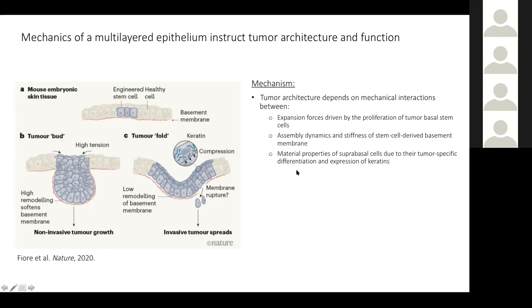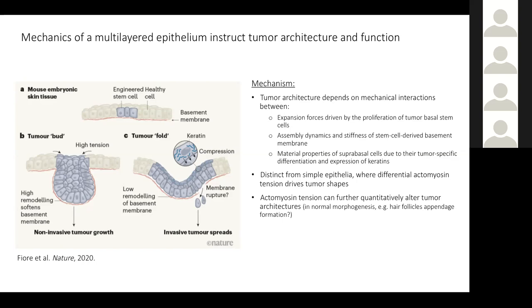And just to describe it briefly, as these cells differentiate and move upwards, they actually change their material properties as well, which influences the folding versus budding shapes of the tissue. These mechanisms, at least these last two, thinking about basement membrane and superbasal cells, are distinct from simple epithelia, where it's really been shown that differential actin-myosin tension is what's driving things. Although what we find is that actin-myosin tension does further quantitatively or subtly alter these architectures, which we could think maybe are really critical in normal morphogenesis.